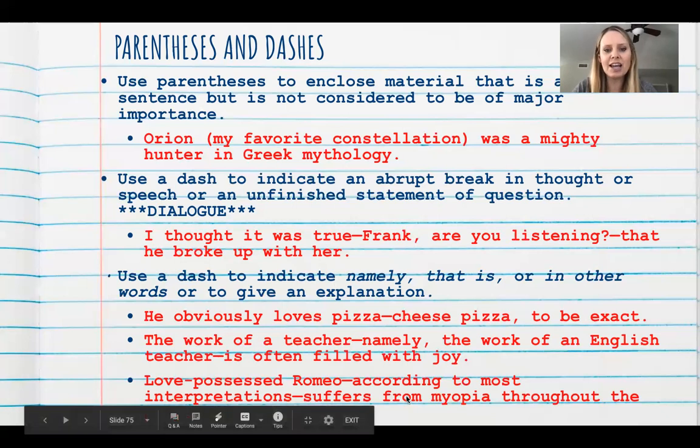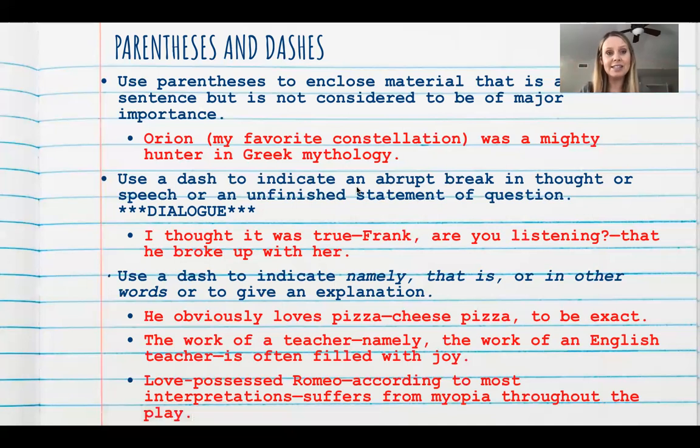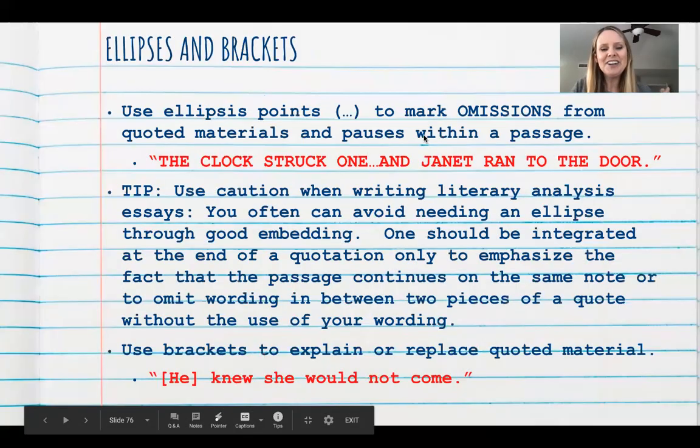And you can also use the dash in a similar way when you're kind of elaborating on an idea or giving an explanation in a much more informal tone. He obviously loves pizza, cheese pizza to be exact. The work of a teacher, namely the work of an English teacher, is often filled with joy. And lastly, love-possessed Romeo, according to most interpretations, suffers from myopia throughout the play. I love the word myopia. So cool. All right, I think we're getting near the end. Last slide.